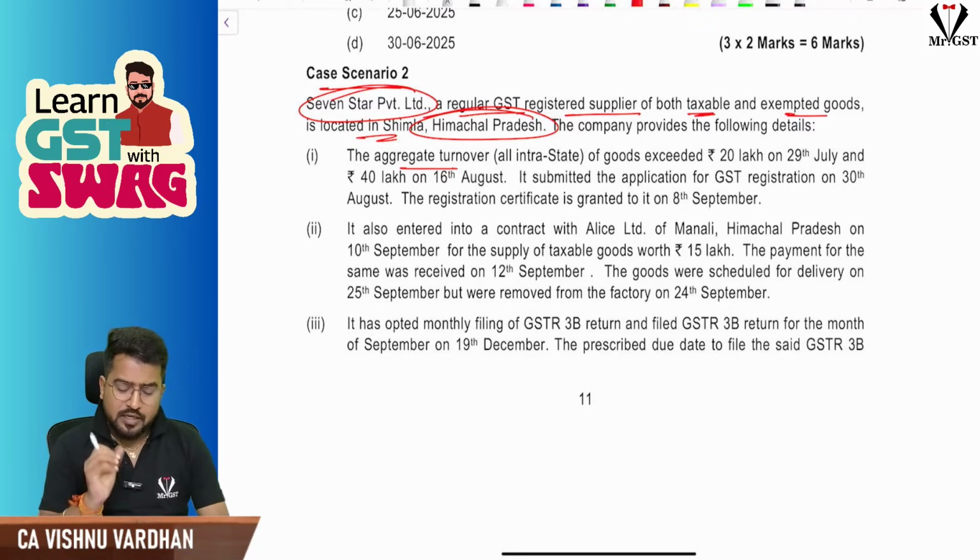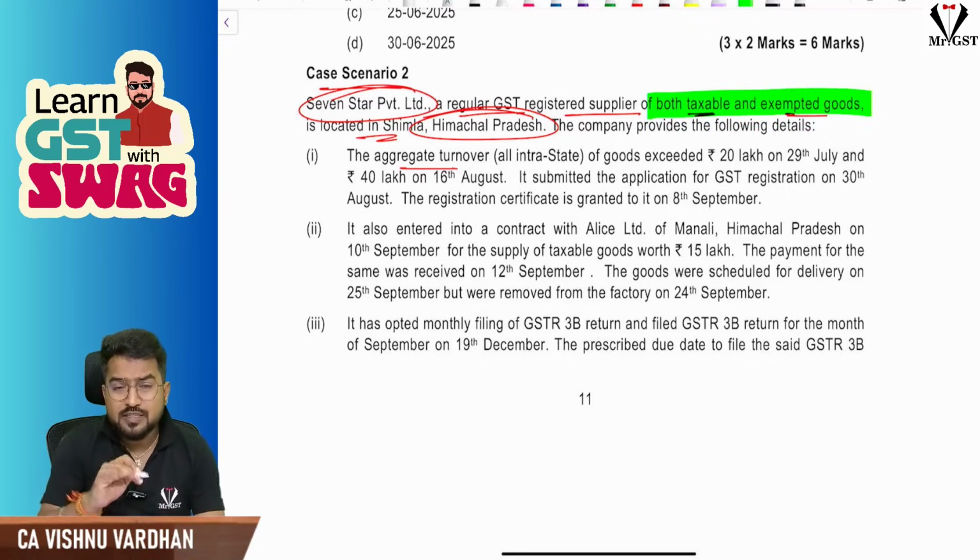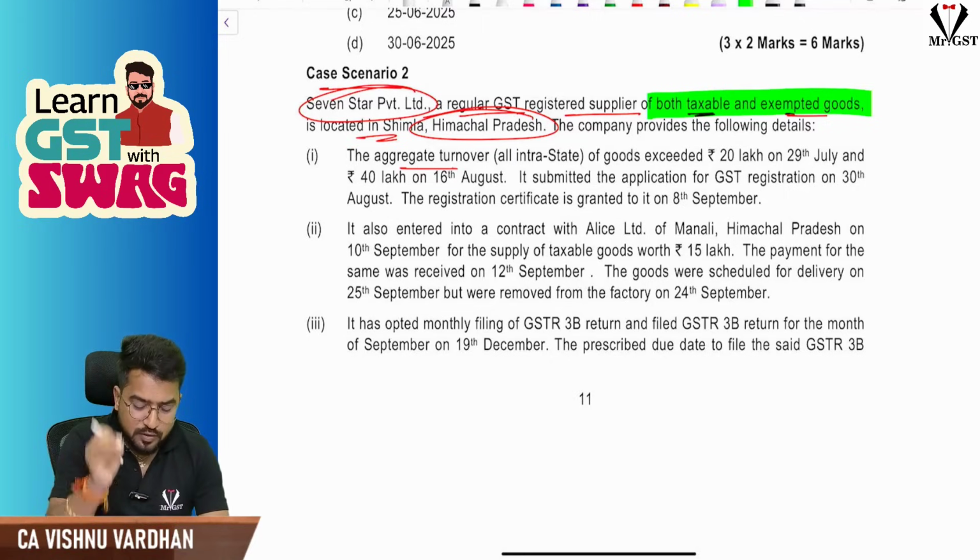So Himachal Pradesh will come under 40 lakhs, because here another piece of information you should be careful about is they are talking about both taxable and exempted goods. They are not talking about service. So this fellow is dealing purely with goods. That means for this fellow the threshold limit is 40 lakhs, not 20 lakhs.